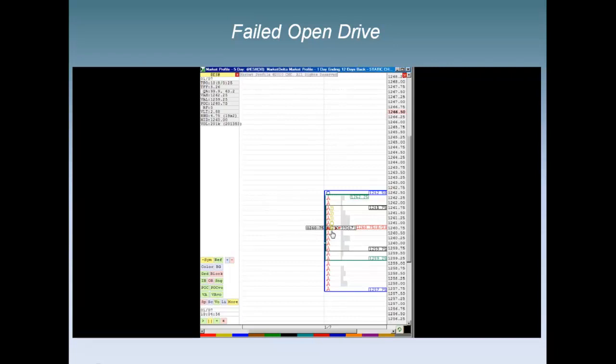So sentiment is changing now. We're starting to become more bullish. Will this hold, or will it come back and continue in the direction of the open drive? Let's watch and see.